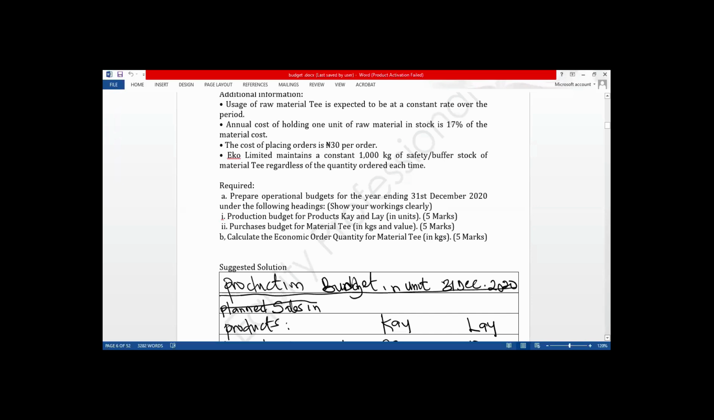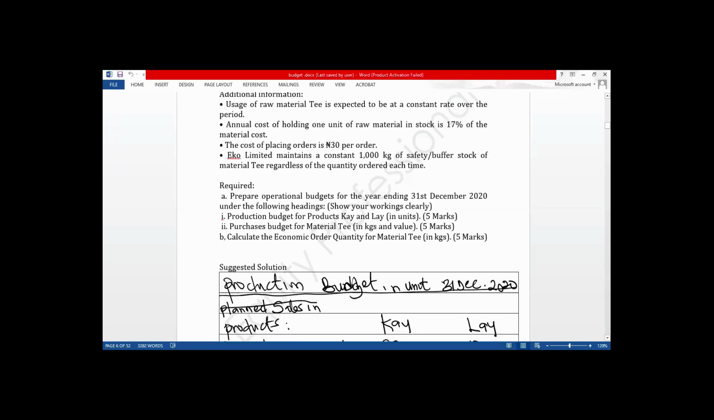Tonight, I want us to look at cash budget, and if time permits us, we are going to look at flexible budget. The last class we saw, we explained how to prepare functional budgets. Tonight, I want us to look at financial budgets. Under the financial budgets, we want to look at cash budgets.